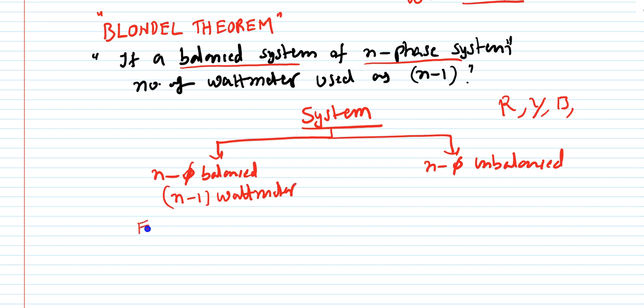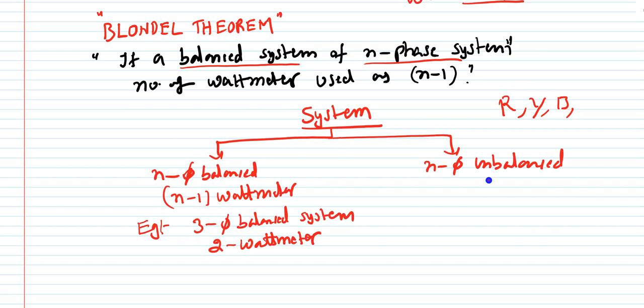For example, suppose I have a 3-phase balanced system. If I have that, then how many wattmeters do I need? 3 minus 1, which means 2 wattmeters are sufficient to measure the 3-phase supply system. So that is the meaning of it.